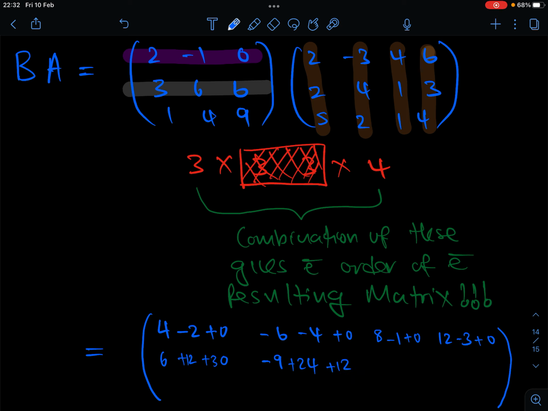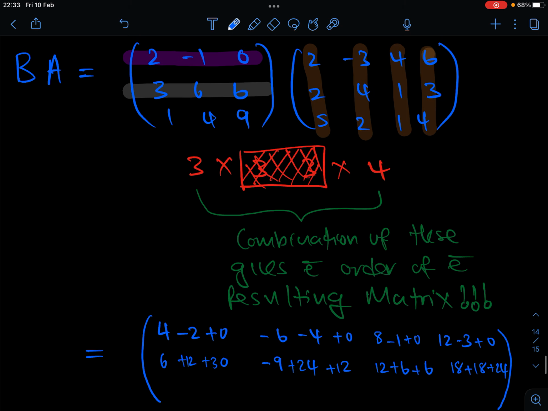Then again, I move on to the next one. So I say 3 by 4, which is 12. Then 6 by 1, which is 6. Then 6 by 1 again, which is 6. Then I move on to the last one. I say 3 by 6, which is 18. 6 by 3, which is 18 again. Then 6 by 4, which is 24. Then I'm done with this row that I was using.